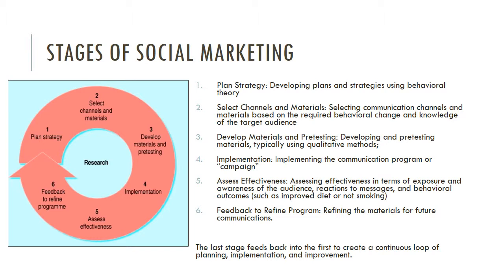There are 6 basic elements or stages of social marketing. The 6 basic stages are planning strategy, selecting channels and materials, developing materials and pre-testing, implementation, assessing effectiveness, and gathering feedback to refine the program. The last stage feeds back into the first to create a continuous loop of planning, implementation, and improvement.